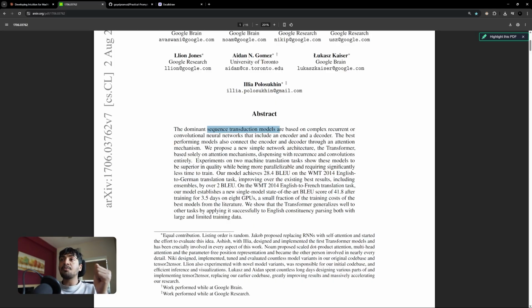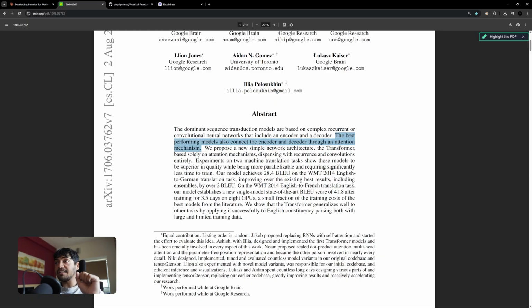So what they are basically trying to say here is that most of the current language transforming models are based upon recurrent neural networks or convolutional neural networks that have an encoder and a decoder. And the best ones that have performed so well have an attention mechanism. Now, this is very important. A lot of people think that attention was introduced by this paper.